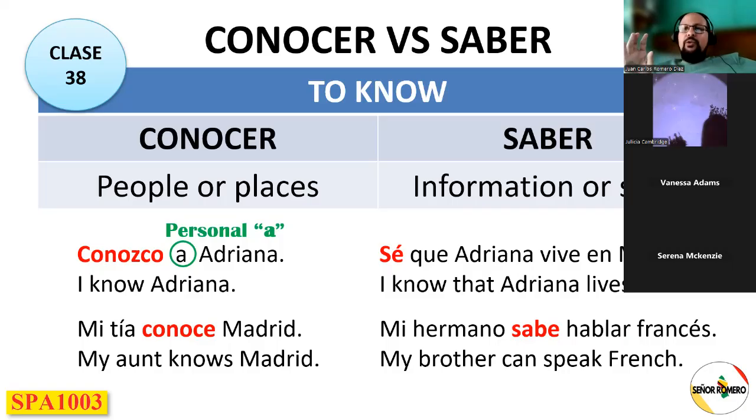So that is conocer. What about saber? Saber is when you say that you know, but what you know is a piece of information. Like, for example, I know that they are sharing the cash grant. That is something that I know for true. I'm not saying that I know, I don't know. For whichever reason, that was something that came to my mind, the cash grant. So I know that they are sharing the cash grant.